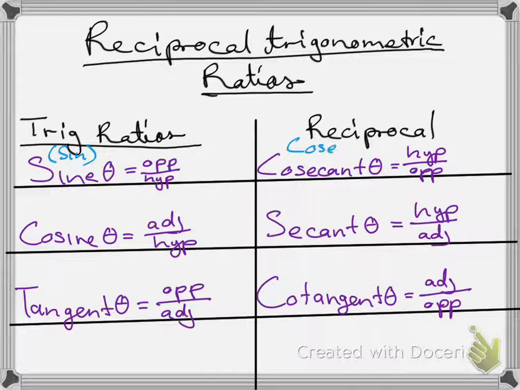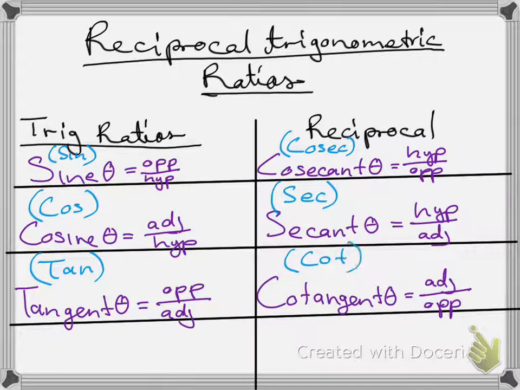And then sine we abbreviate as sin, cosecant as cosec, cosine as cos, secant as sec, tangent as tan, and cotangent as cot. So those are the abbreviations when we write them in short. Now, today we said we are going to look at the Cartesian plane.